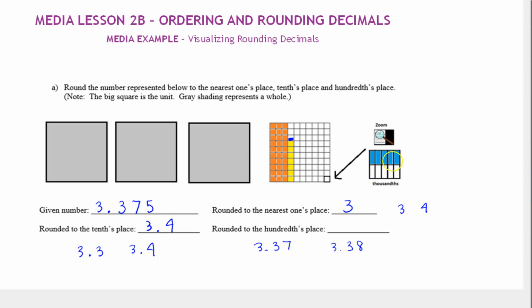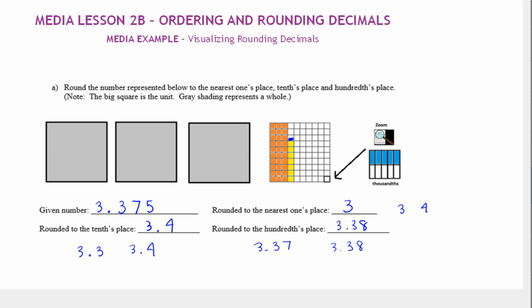So notice we have exactly half of this filled. And when we have half or higher of the next place value, we round up. So we're going to round this to 3.38. Okay.